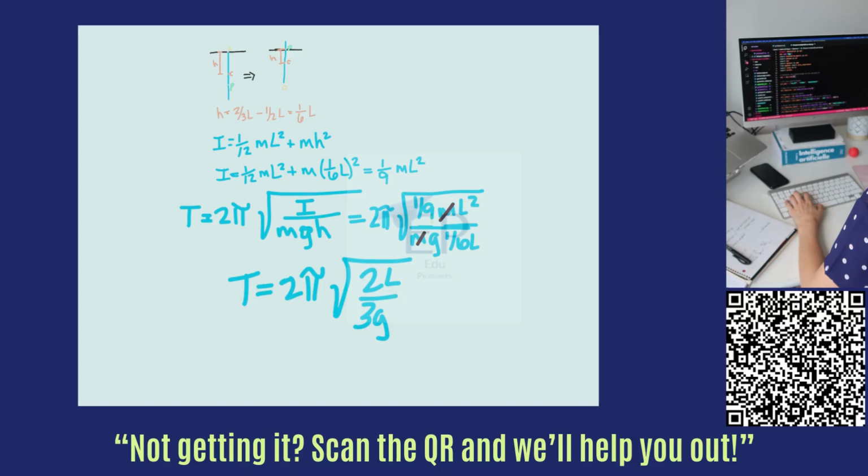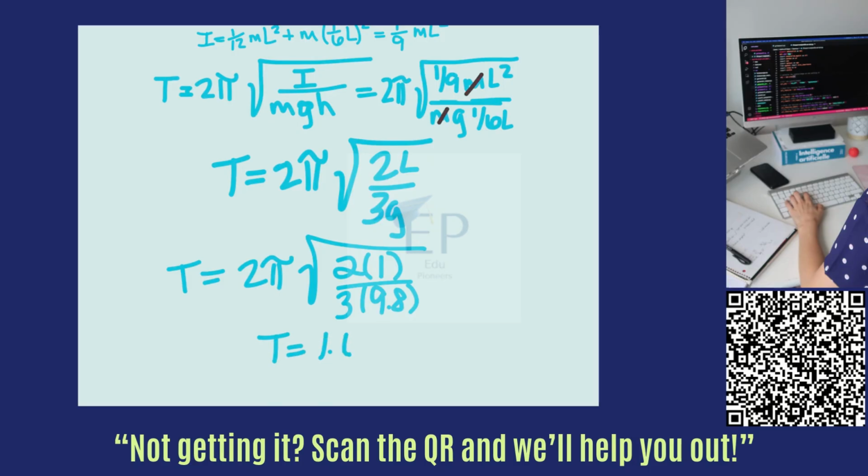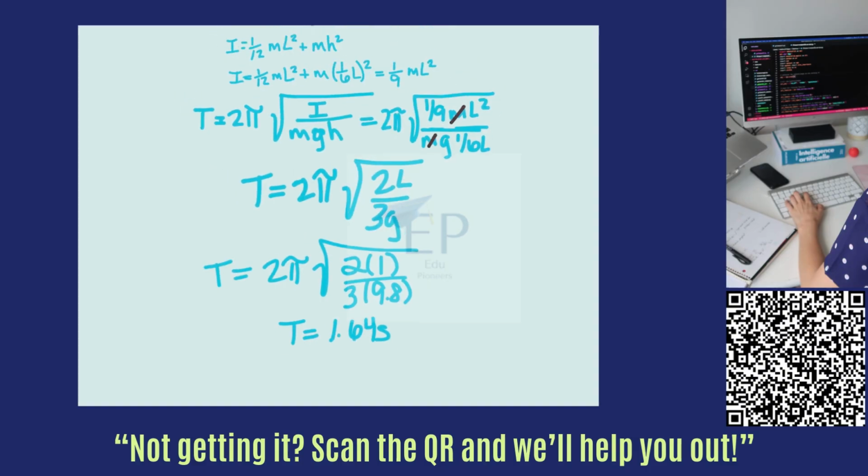3G. Okay, and so finally, since we know it's a meter stick, we can actually substitute in for our length, and we know what gravity is. So we can actually calculate our period, which is 2 pi times the square root of 2 times 1 meter divided by 3 times 9.8 meters per second squared, which gives us a period of 1.64 seconds. And that is the period of the inverted pendulum.